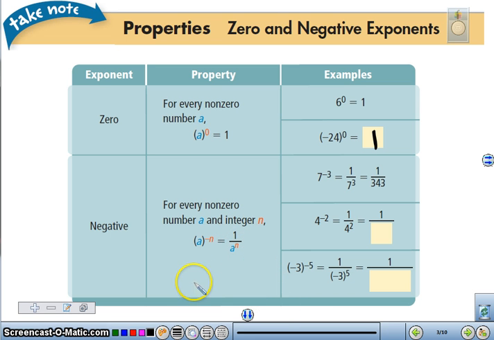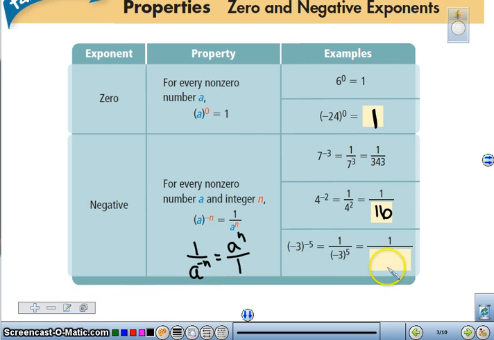The other thing I want students to sometimes keep in mind is that if you have 1 over a to the negative n, again to take the reciprocal, 1 over a to the n power. So when I have 4 to the negative 2, I put that as 1 over 4 to the second. That becomes 1/16. When I have negative 3 to the 5th, remembering that this is rewriting it as reciprocal, it originally was over 1, now 1 over negative 3 to the 5th.